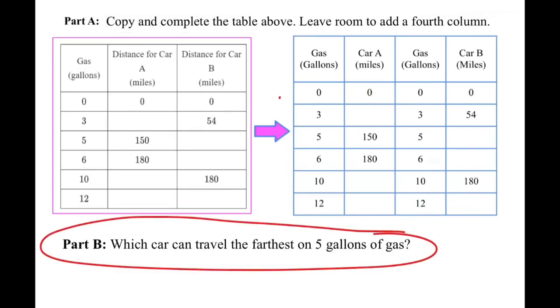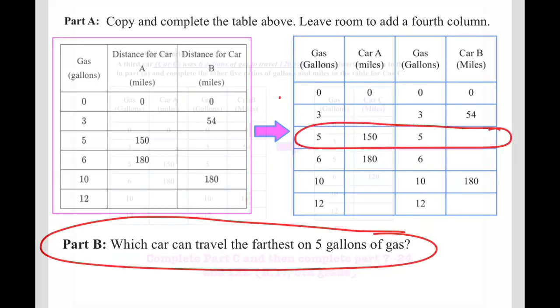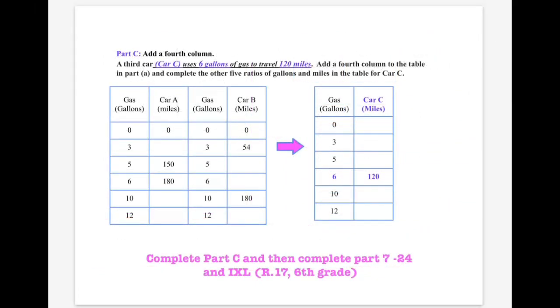Part B says which car can travel the fastest on 5 gallons of gas. So you want to compare your data for both car A and B. Let's go ahead and move on to part C. It says add a 4th column. A third car C, uses 6 gallons of gas to travel 120 miles. Add a 4th column to the table in part A and complete the 5 ratios of gallons and miles in the table for car C.